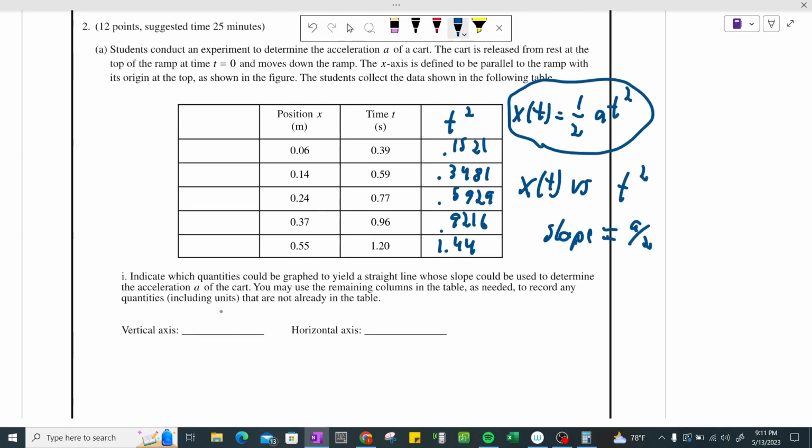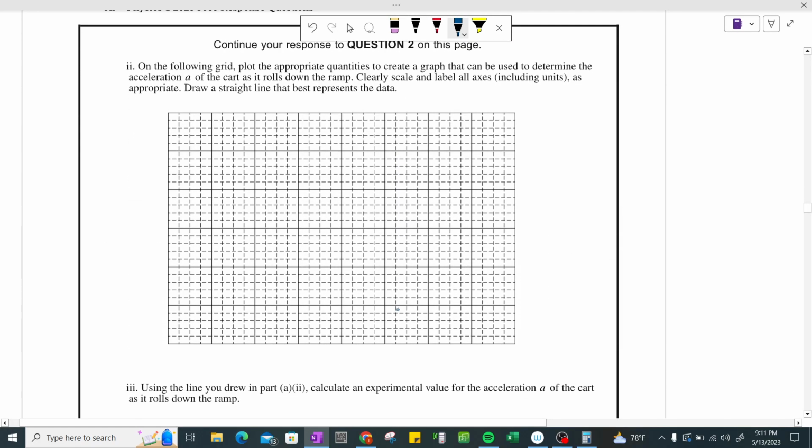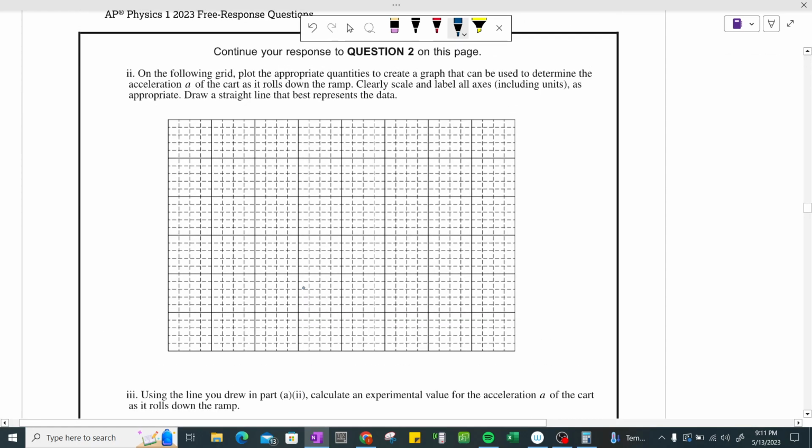But for my vertical and horizontal, my vertical I'm going to make my output. We'll say that's our position, because I want my rise over run to be my slope. So I want my output as my vertical. That's going to be my x of t. My horizontal axis is my t squared. And again, I know the slope is actually going to be half of the acceleration, so we'll have to adjust for that as well. But that should be in a later step. And in part 3 right here is where we can find our a from that.